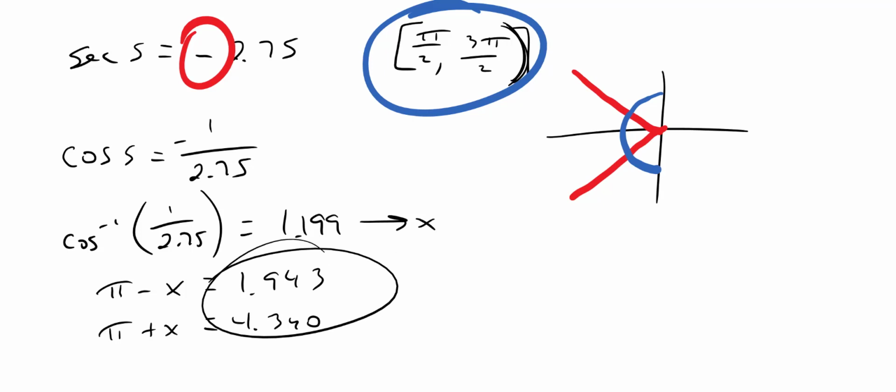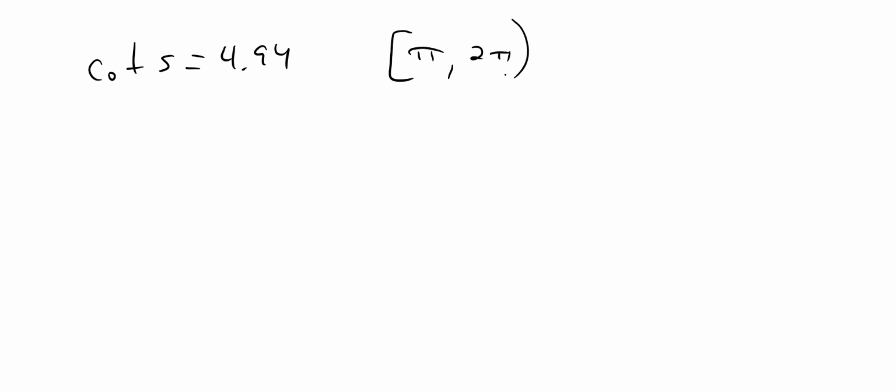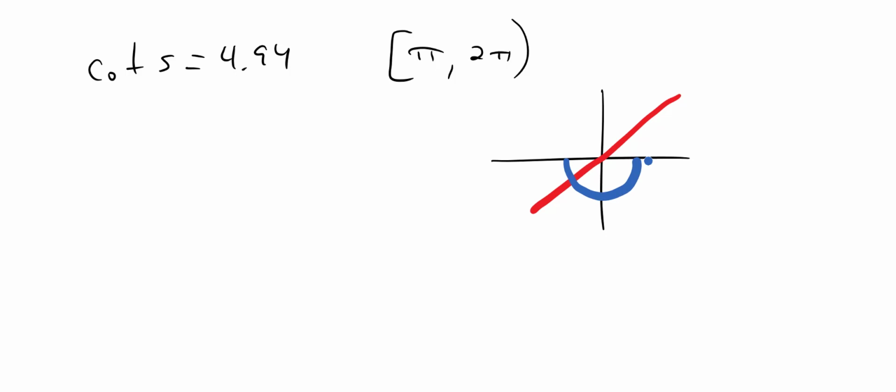Right, last problem here. We'll do cotangent of S is equal to 4.94, and it's between pi and 2 pi. Okay, let's draw a picture. Cotangent is positive in these two quadrants. And it says between pi and 2 pi. That means we're in these two quadrants here. So where's our final answer? Right in that quadrant. It's in the third quadrant.